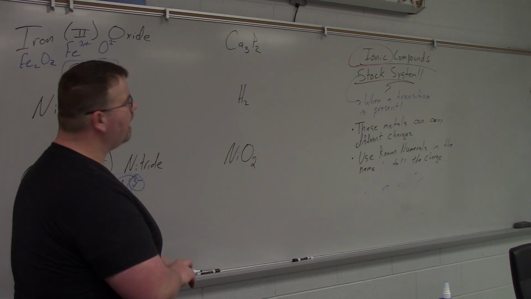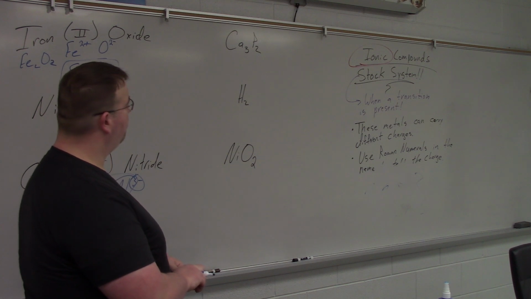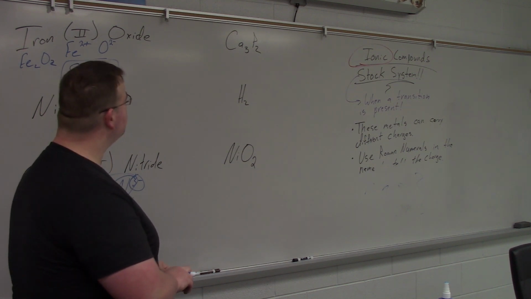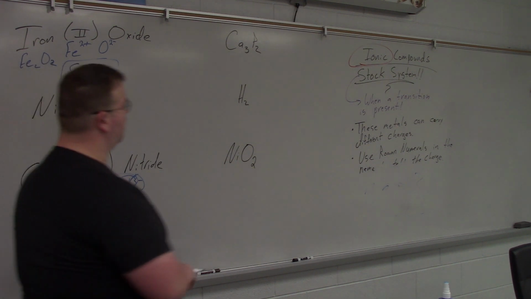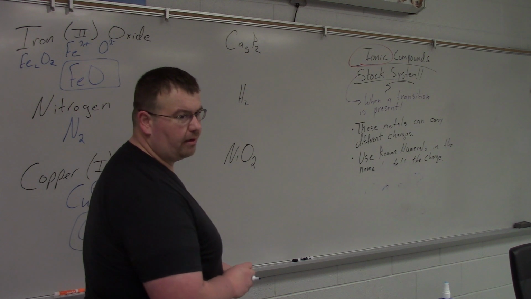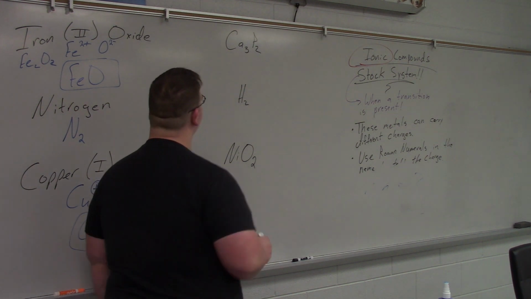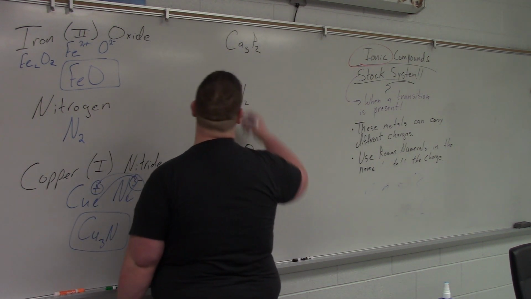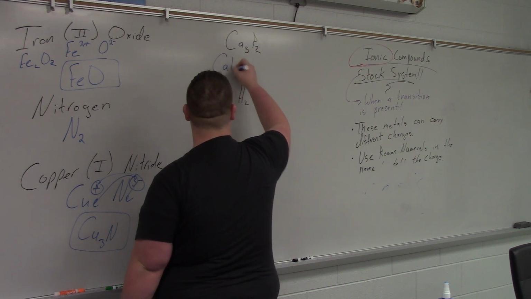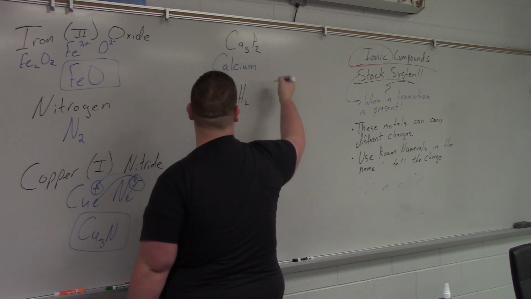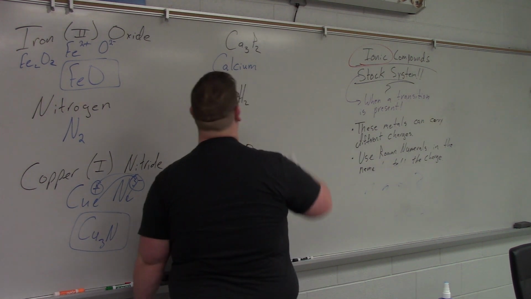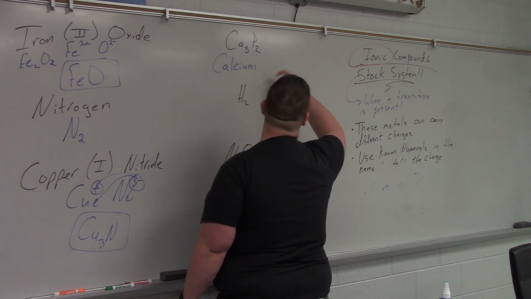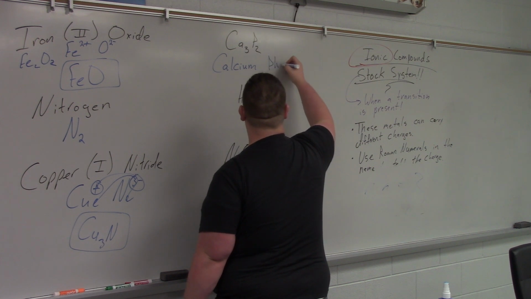All right, CaP. So you look at this. Ca is calcium, P is phosphorus. So this is a metal and a non-metal, it's an ionic compound, so we're going to use ionic compound naming rules. Ca is a cation, that's calcium. And the P is phosphorus, and it's an anion, so it is phosphide.